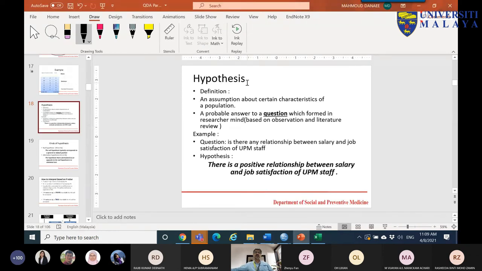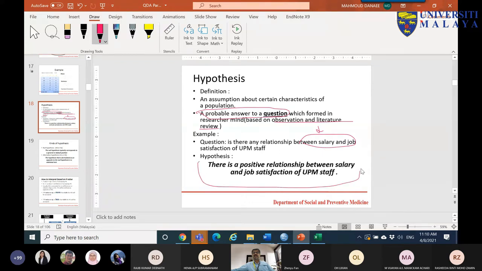So back to the hypothesis. The hypothesis is a probable answer to a research question, correct? Which is formed in the researcher's mind based on observation or literature review. Suppose that I talked with some of the staff in UPM. This workshop initially was started in UPM. That's why I still keep these UPM slides. So, I talked with some of the staff, and I found that some of them are not satisfied. And when I talked with them, I think the main problem was the salary.